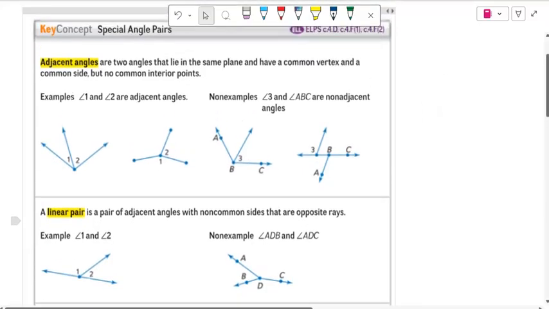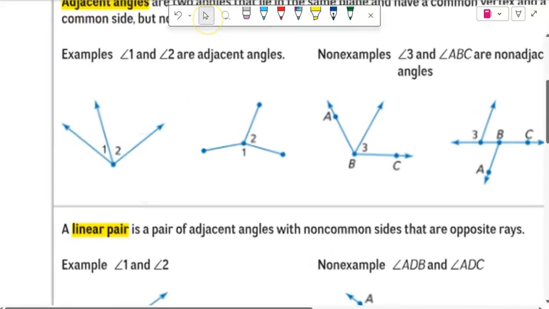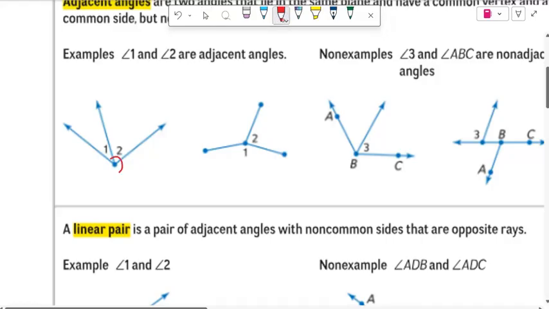Adjacent angles. Okay, that word adjacent. Two angles that lie in the same plane and have a common vertex and a common side. Okay, so they share a vertex. If I zoom in here, angle 1 and angle 2 share a vertex and a common side. Right? Pretty simple. Adjacent, the word, go ahead and write this down in your notes. Adjacent means next to.